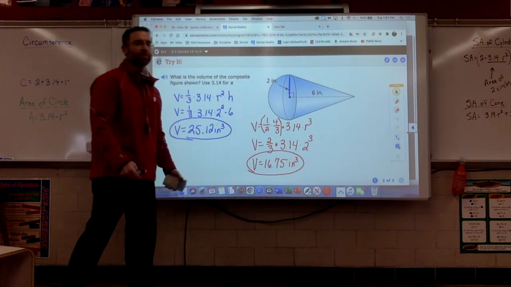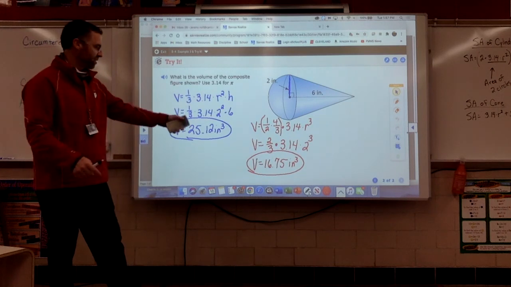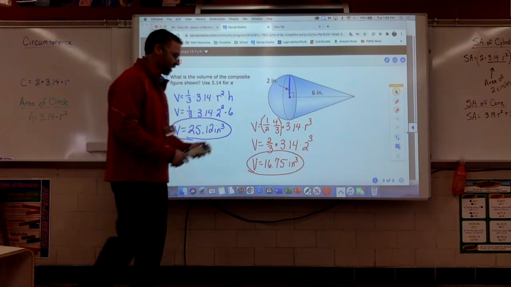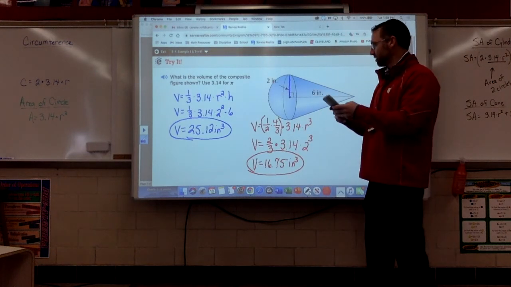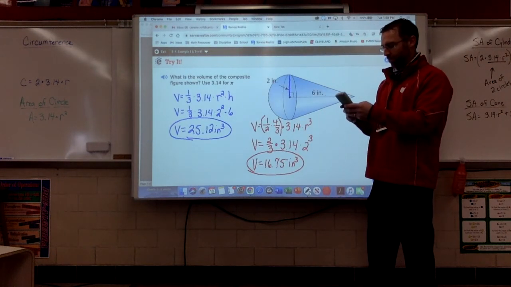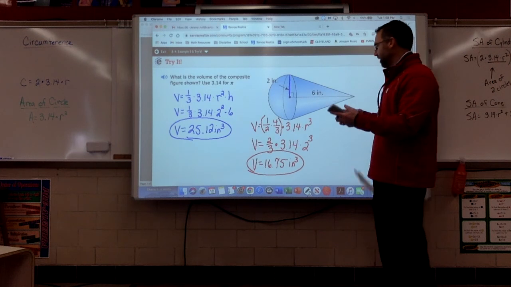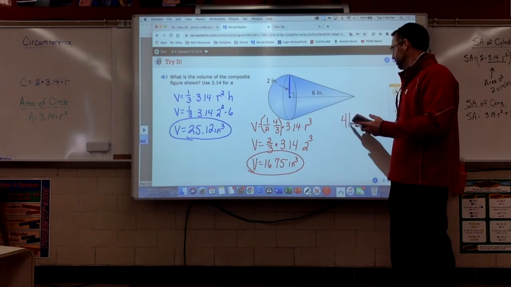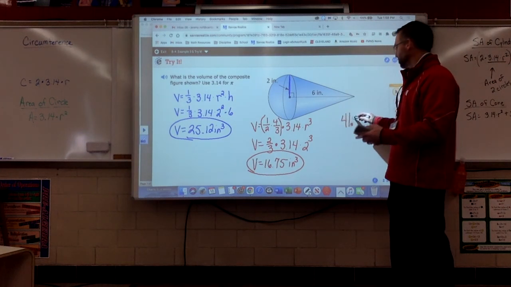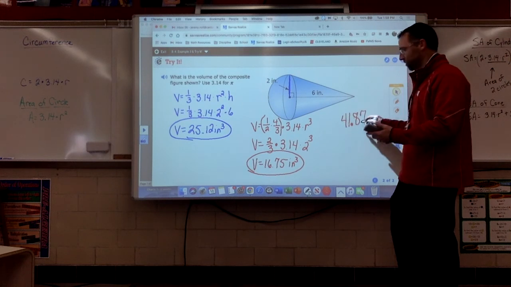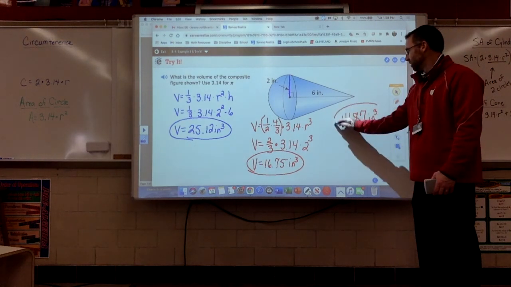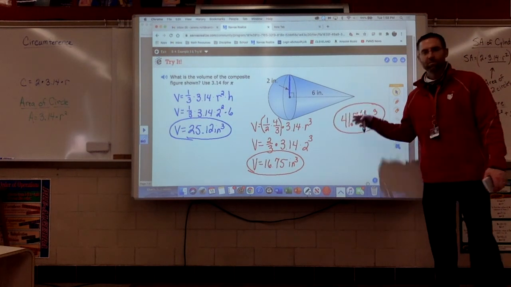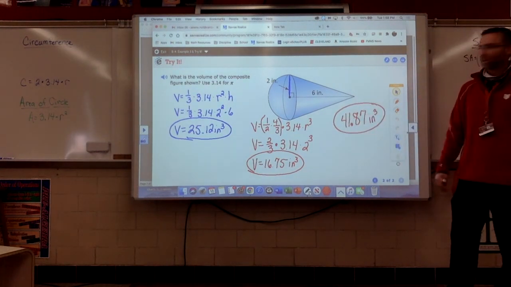Composite shape: find the volume of each one, add them together. So now we need to add those two values together. 16.75 plus 25.12. Final answer has a volume. Does it say to round anything? So we'll leave it as 41.87 cubic inches. That's the volume of your composite shape there.